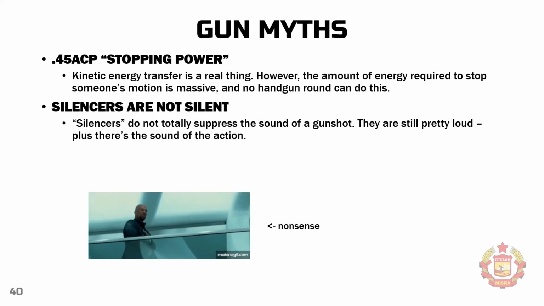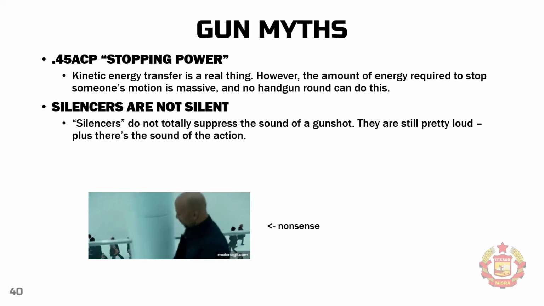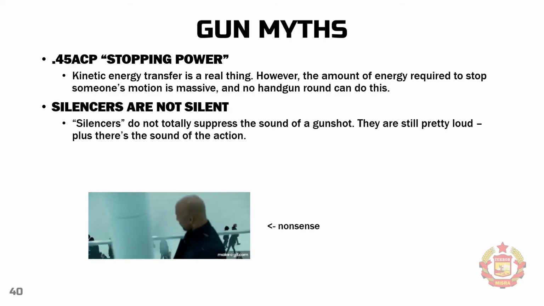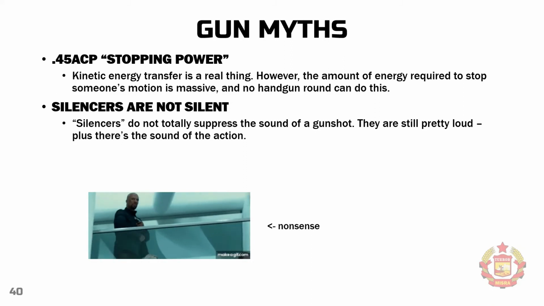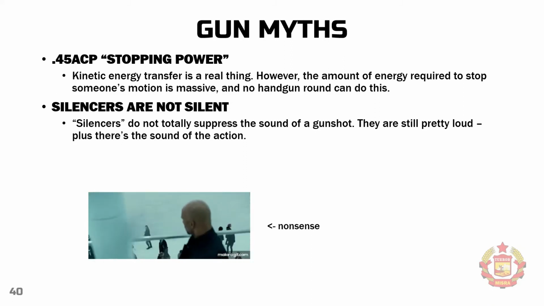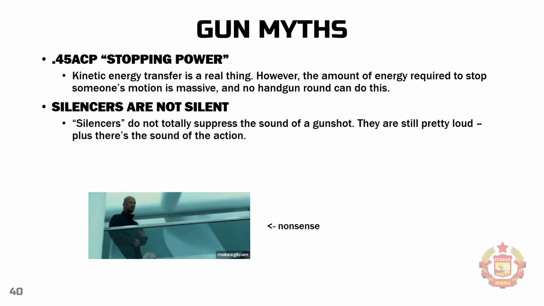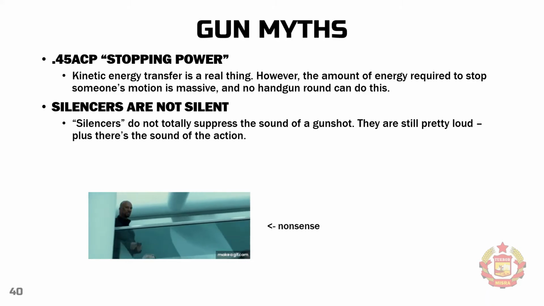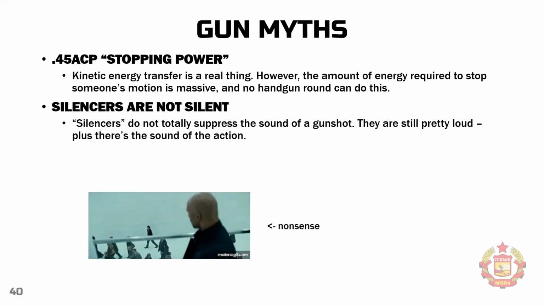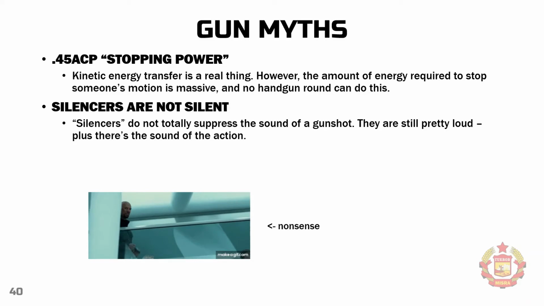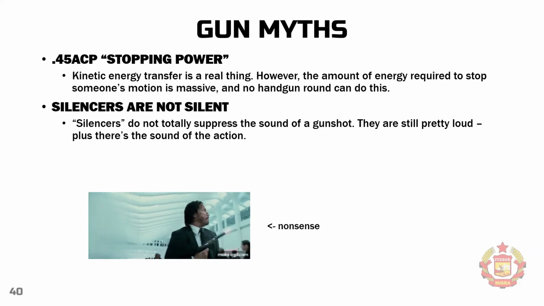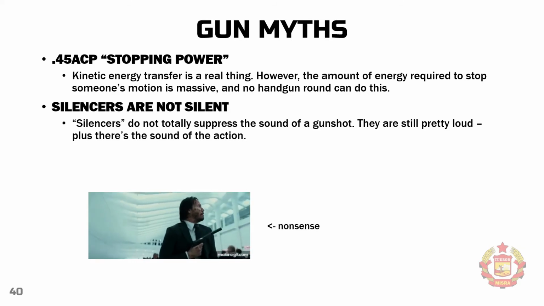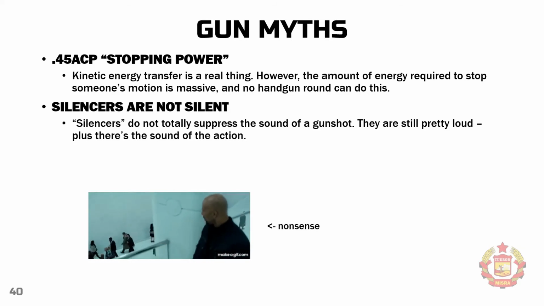Now we have gun myths. A couple of gun myths: .45 ACP and stopping power. Kinetic energy transfer is a real thing. We talked about it when we talked about the hollow point bullets. A larger bullet expanding and stopping more quickly can expend a lot of energy in a shorter period of time. However, the amount of energy required to stop someone's motion is massive, and no handgun round can do it. No handgun round can stop someone dead in their tracks unless you kill them.